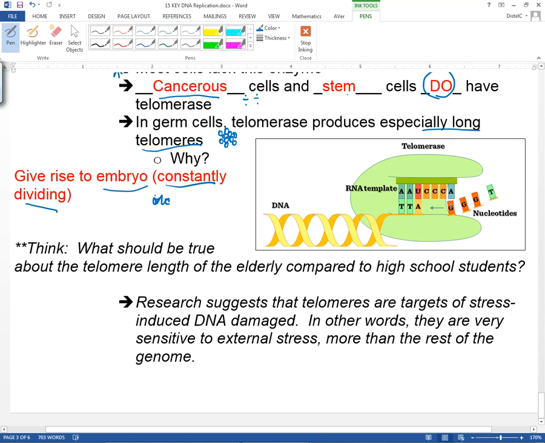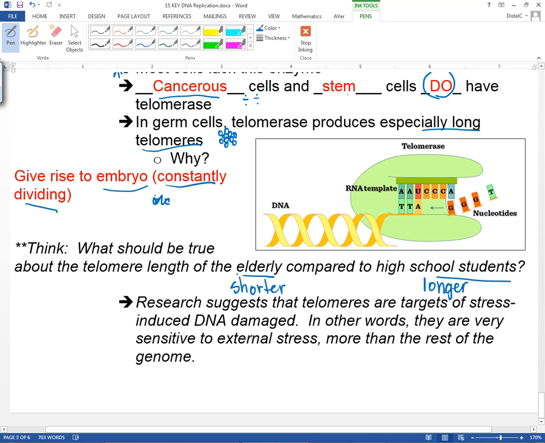Now think about this. What should be true about the telomere length of an elderly person compared to a high school student? Well, if they're older, their cells have been dividing a lot more, so their telomeres might be shorter. High school students, being younger, haven't had as much cell division, so their telomeres should be longer.